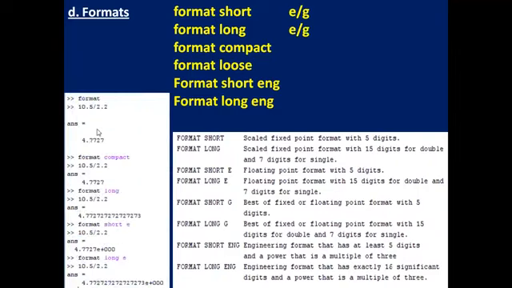Generally, if you are not giving anything, it will assume format short. That is the default format. Short in the sense the answer will have 5 digits of accuracy. See here, 10.5 divided by 2.2. Only 1 digit is there, but the answer is going to be 5 digits. So I have given format, which means the default format is going to be short, right? So automatically you will get 5 decimal places.